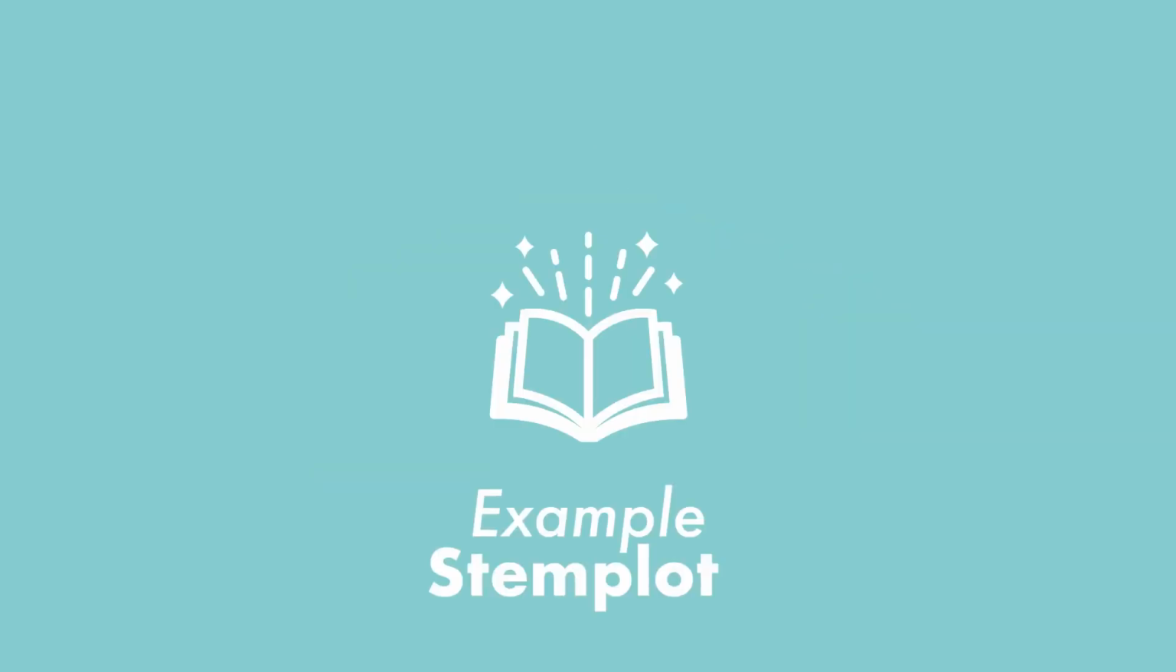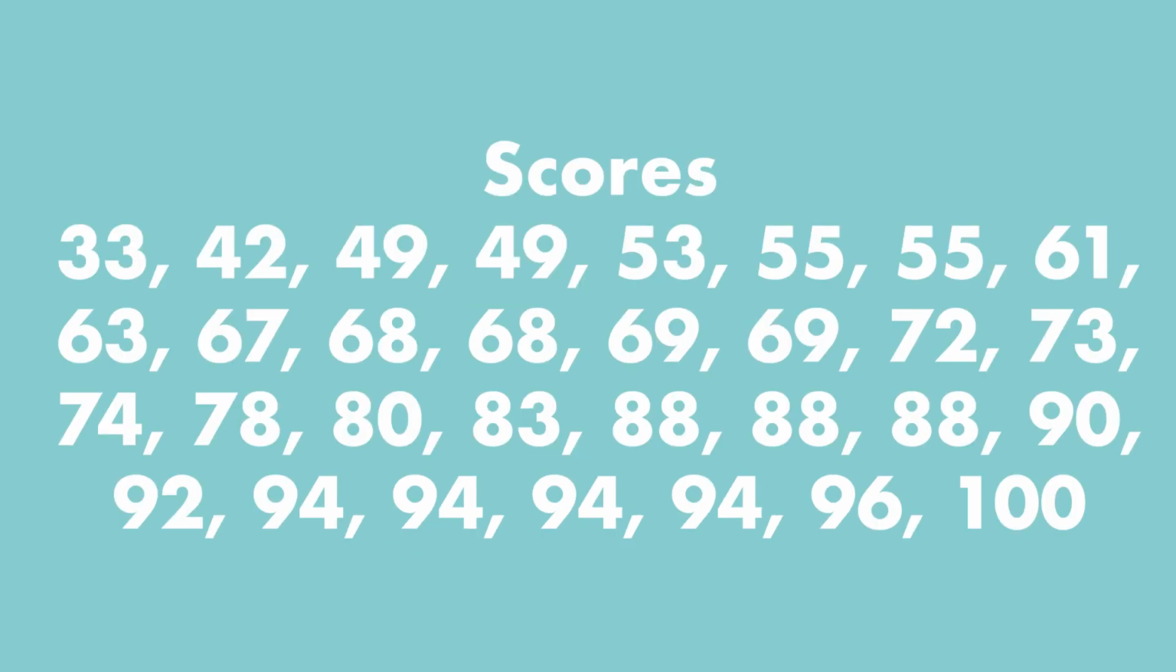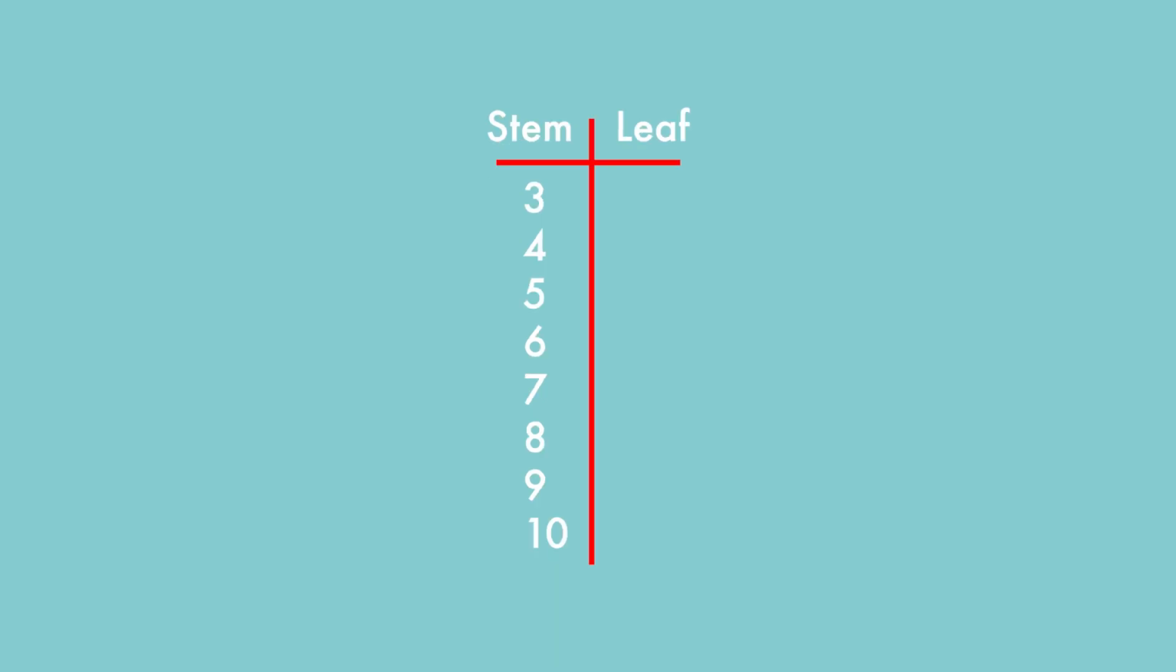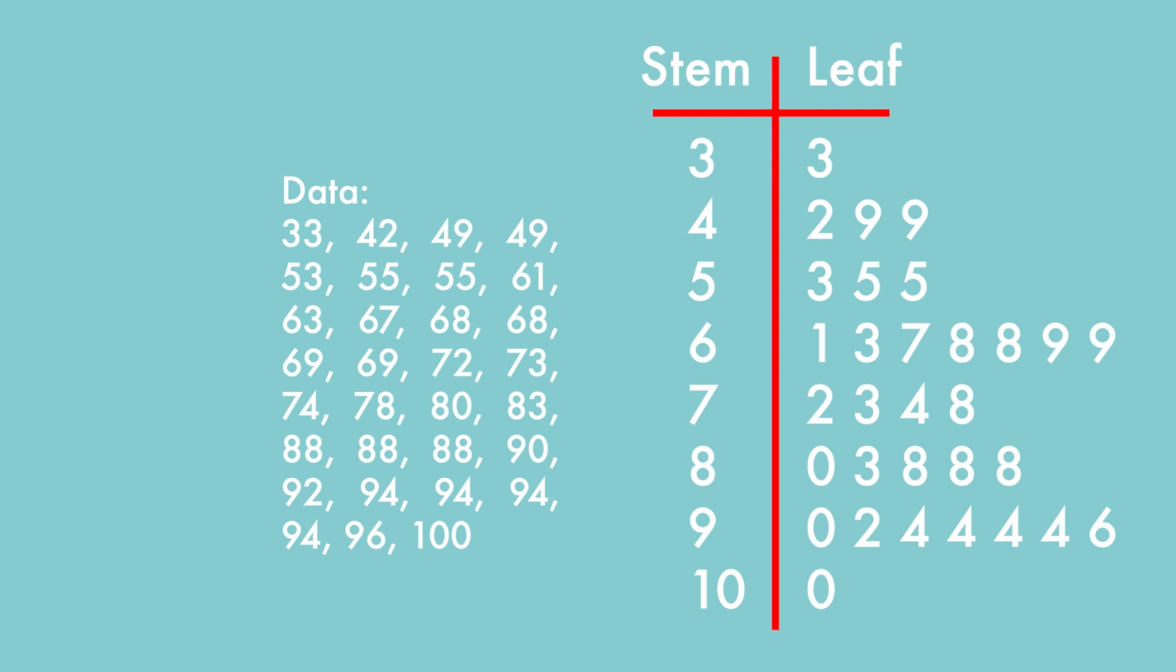Let us see how to create a stem plot using an example from a philosophy class. In this philosophy class, there was a first exam, where the students scored these marks that are shown here in increasing order. We can create a stem plot from this data. Let us create a table with 8 entries. First, we write the stems in the first column, from smallest to largest. The stem will be a list of the first digits in the data. In the second column, write the leaves in increasing order next to their corresponding stem.